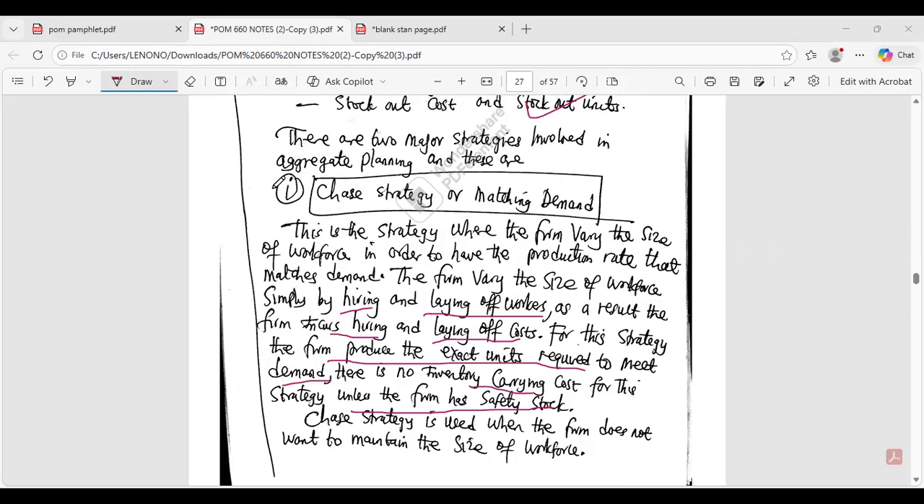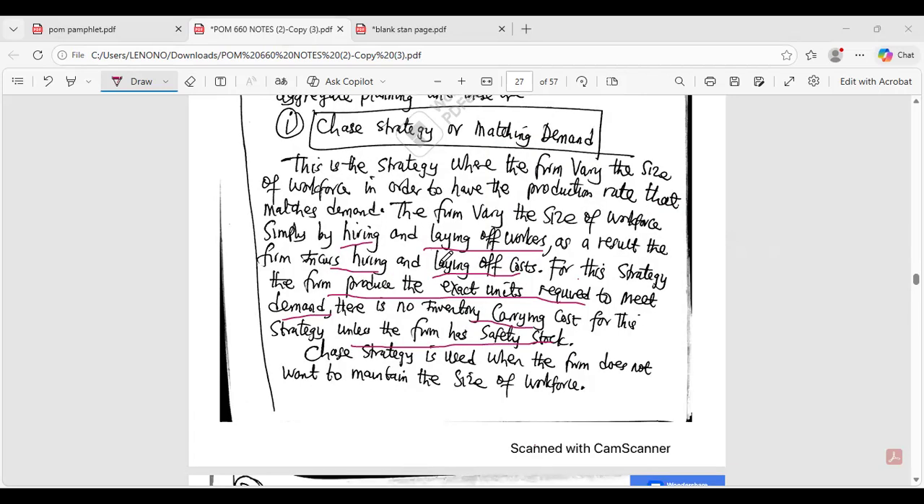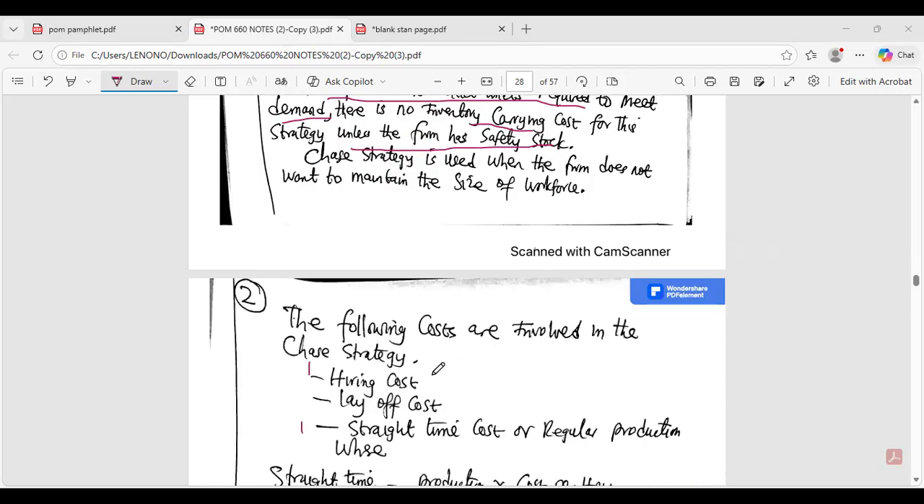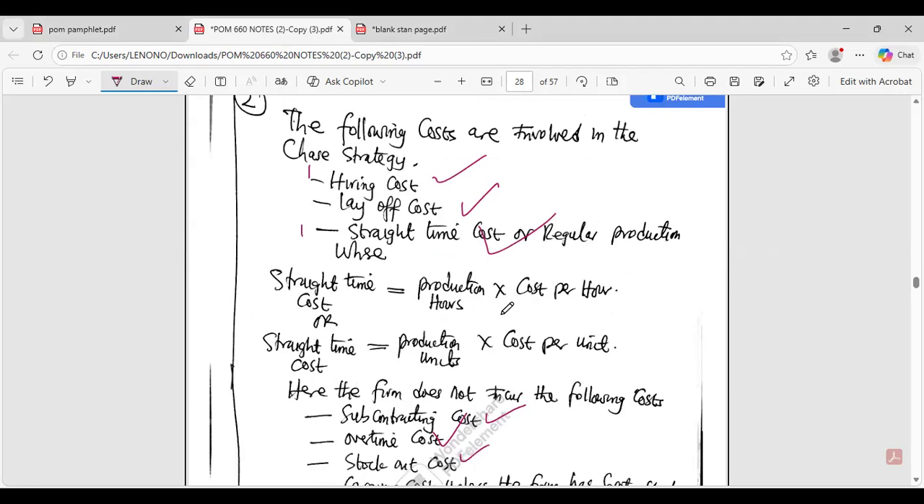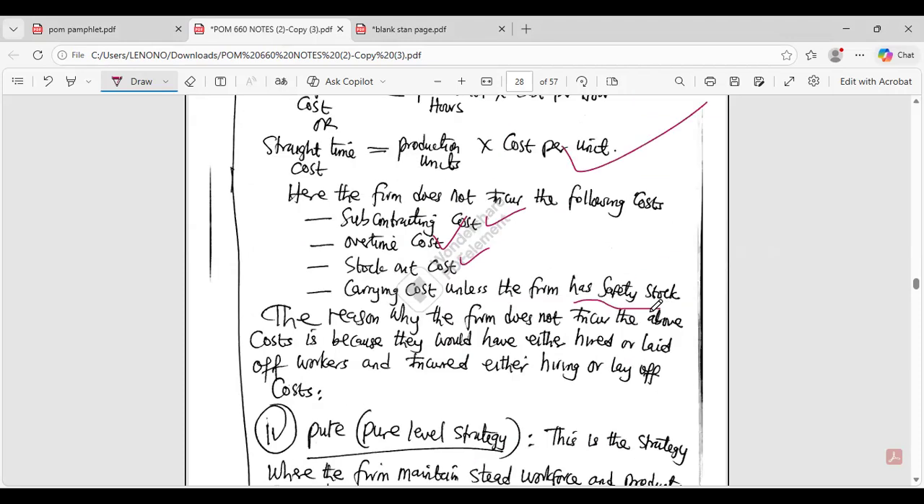In the chase strategy, the firm varies the size of its workforce simply by hiring and laying off workers. As a result, the firm incurs hiring and layoff costs. So this is what the chase strategy is all about. The costs of the chase strategy are hiring costs, layoff costs, and the straight time cost. The straight time cost is the production hours multiplied by cost per hour, or production units multiplied by cost per unit. So the firm does not want to subcontract.